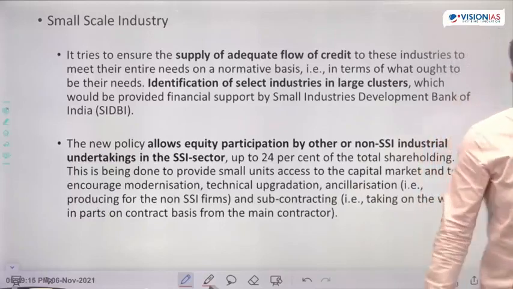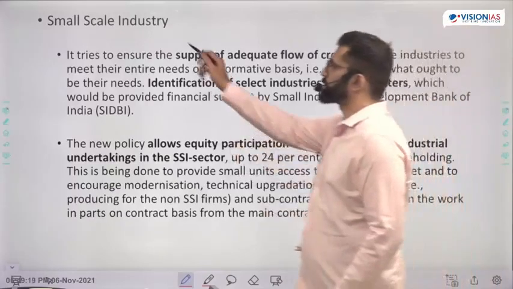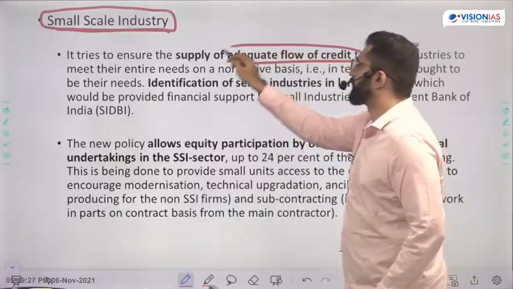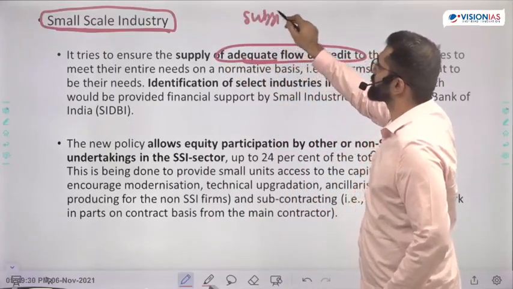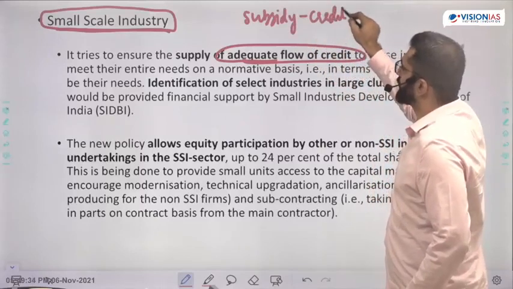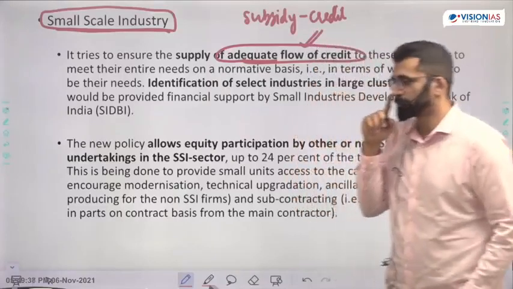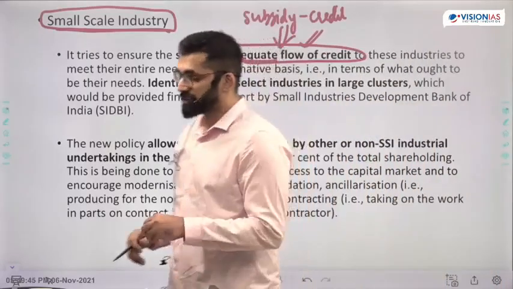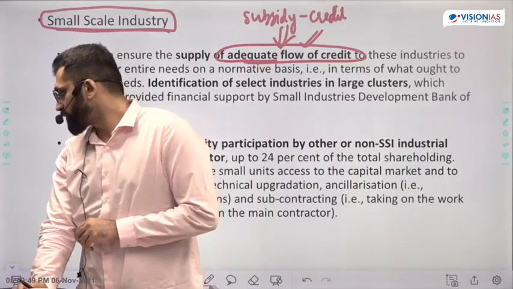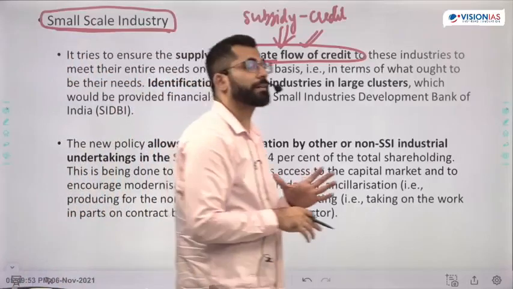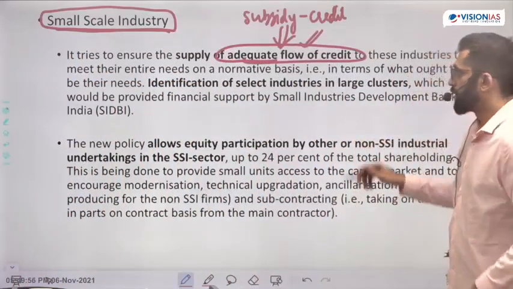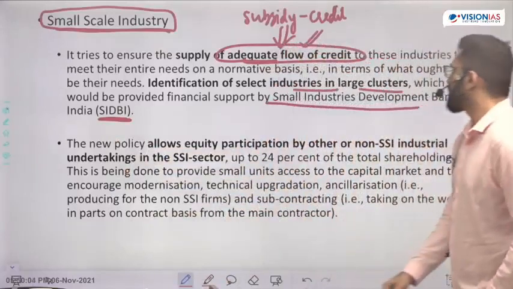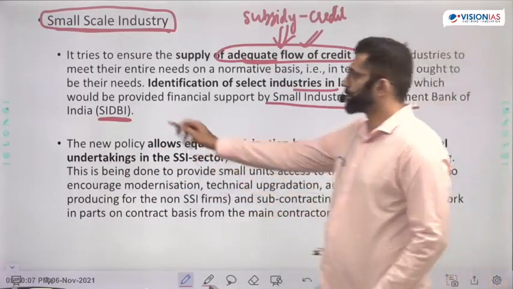Second part of the IPR policy was ensuring reforms towards the small sector industry. It tries to ensure the supply of adequate flow of credit. See, earlier the system was on focusing on providing them subsidy on credit. But ये नहीं था, ensure कर रहे थे कि adequate flow हो. So now the reform is that it is trying to move from only subsidy of credit to providing them adequate flow of credit. Select industries in large clusters which will be provided financial support by SIDBI. Small Industries Development Bank of India, 1989 में establish हुआ था ये SIDBI.